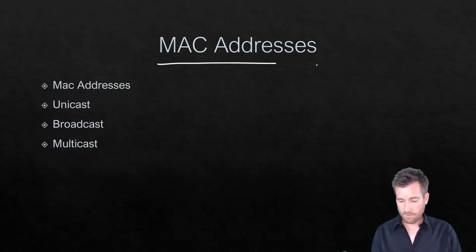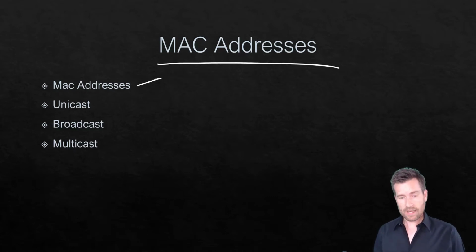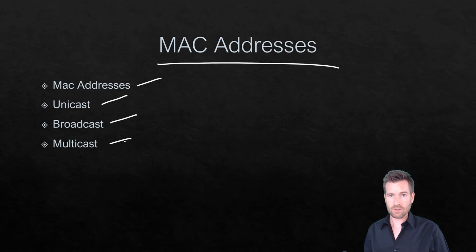So let's finish up talking about MAC addresses. We talked about MAC addresses and what those look like. We talked about unicast and how unicast happens. Broadcast, we took a look at the broadcast address, and multicast, what a multicast MAC address looks like.